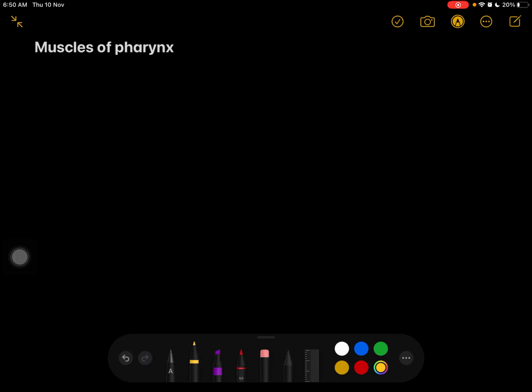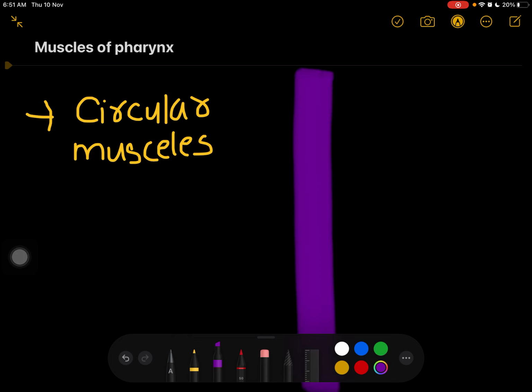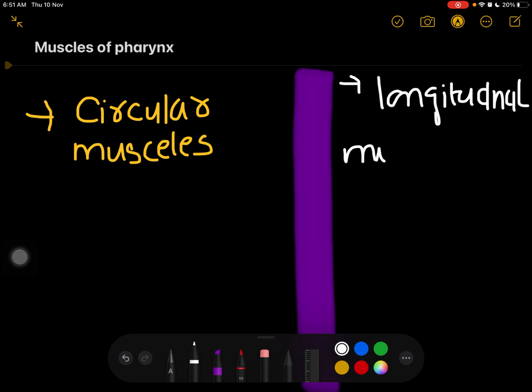So today we will look at the muscles of the pharynx. Basically there are two types of muscles in the pharynx. Number one are circular muscles, right? And number two, we are having longitudinal muscles, right?